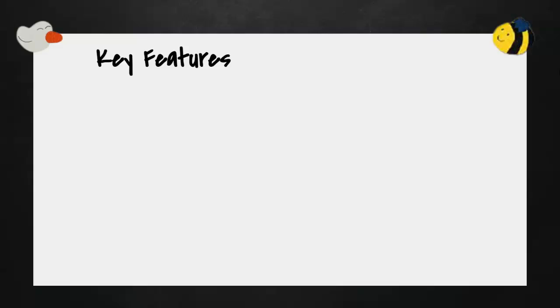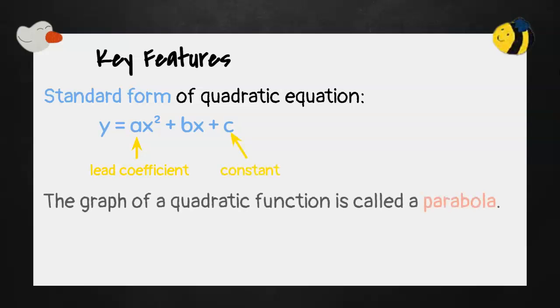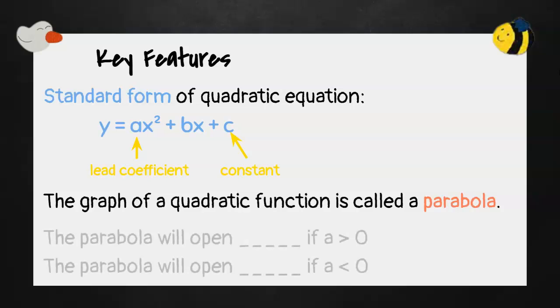So here are some key features when you are graphing quadratic equations. The standard form of a quadratic equation is y is equal to ax squared plus bx plus c. Now a is your lead coefficient and c is a constant. The graph of a quadratic function is called a parabola.